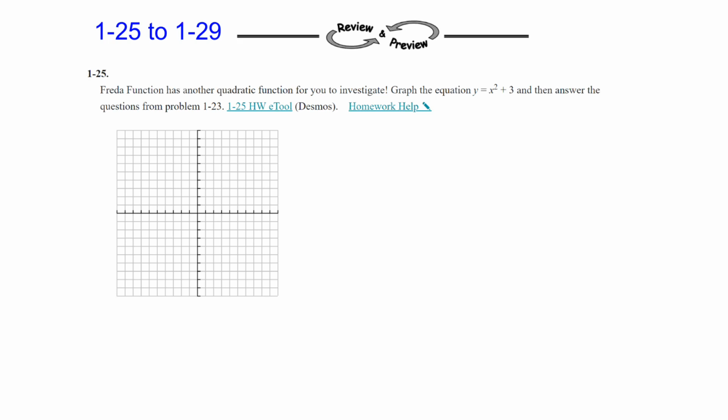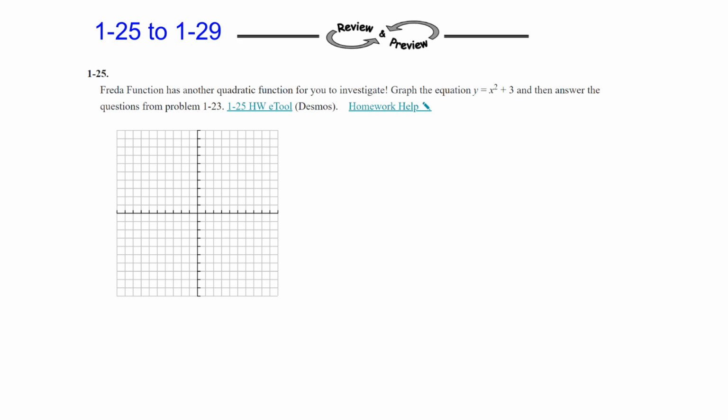Question 25. Frida function has another quadratic function for you to investigate. Graph the equation y equals x squared plus 3 and then answer the questions from problem 1-23. So going back to 1-23, you were asked as a team to describe a certain quadratic function. And as you did that, they had some questions for you to answer, and that's what we're trying to do as well.